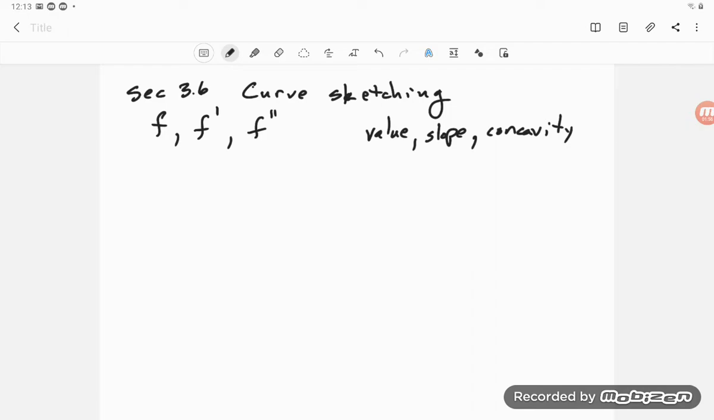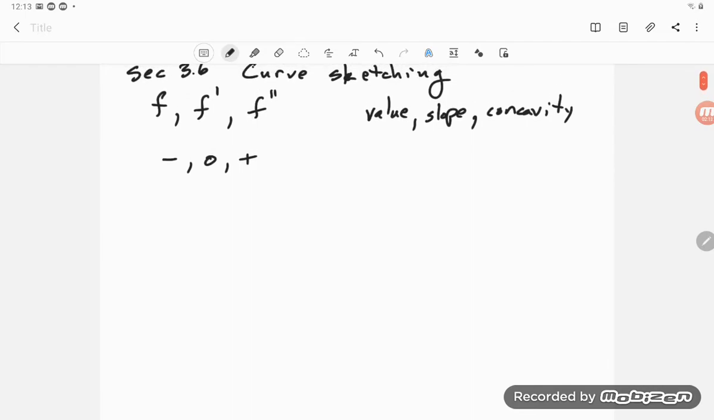And pretty much as we look at that, we can have a negative, a zero, or a positive for our value. Each of the three things we have, f, f prime, f double prime, has three possibilities. So we've got 9 things that we can look at. Okay, well, let's draw them.